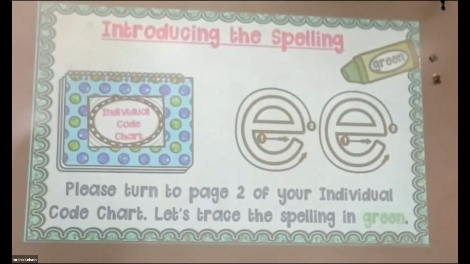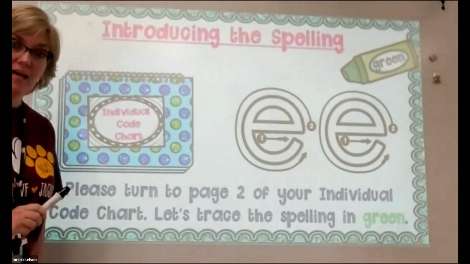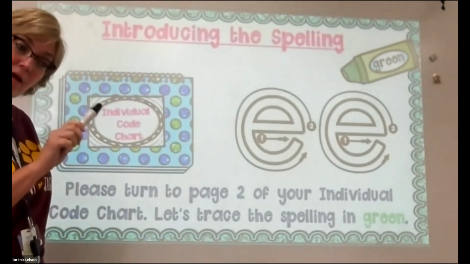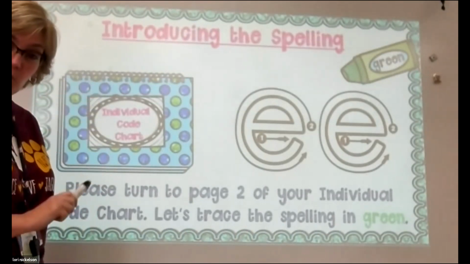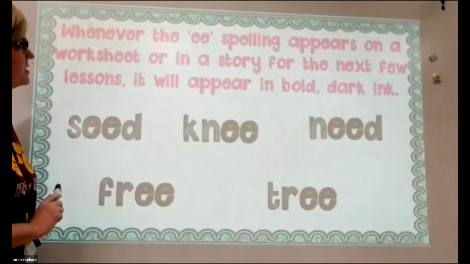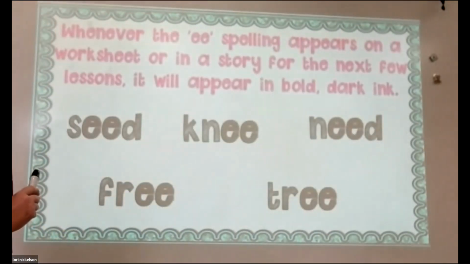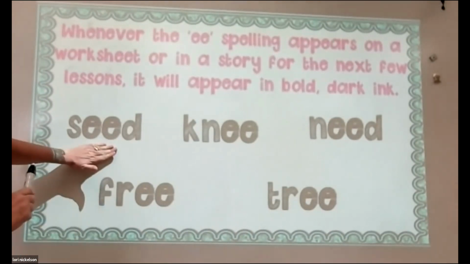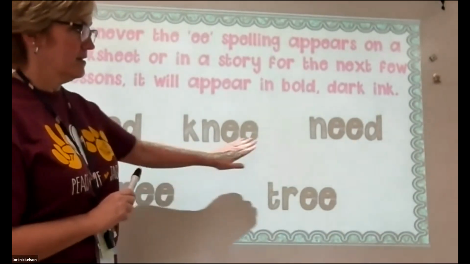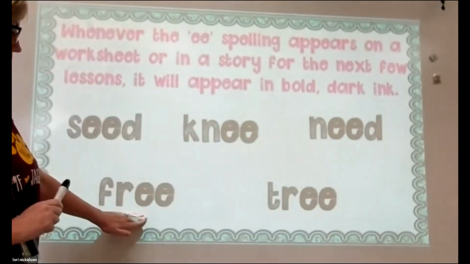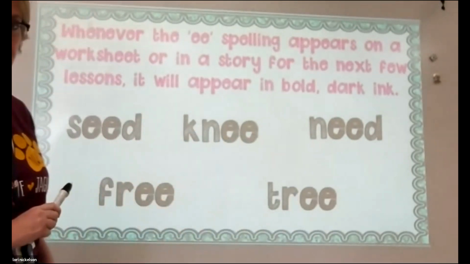The spelling. Now, you do not have your code chart because it says to turn to page 2 of your individual code chart and trace the spelling in green. So you can take out your whiteboard and make the double E on your whiteboard. Now, whenever the E spelling appears on a worksheet or in a story for the next few lessons, it will appear in bold, dark ink, like seed, knee, need, free, and tree.